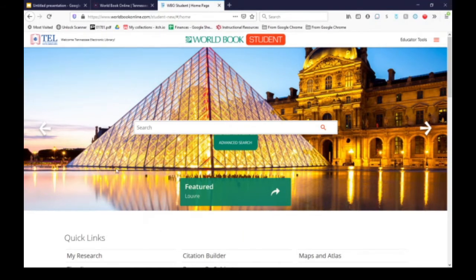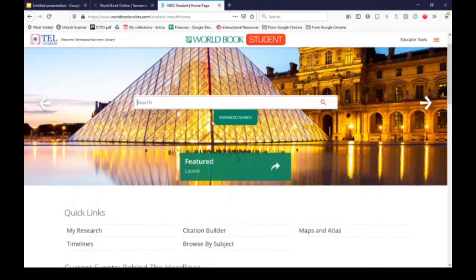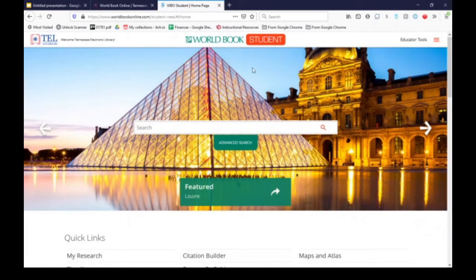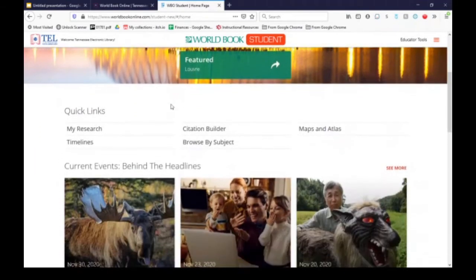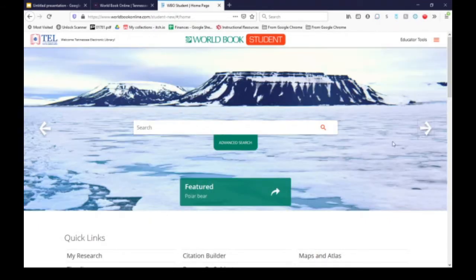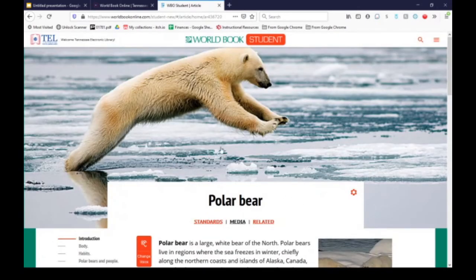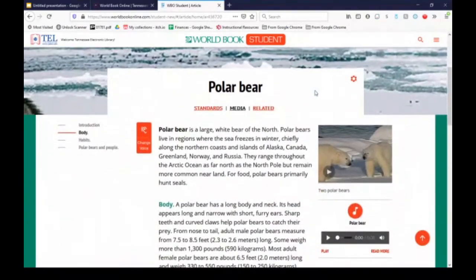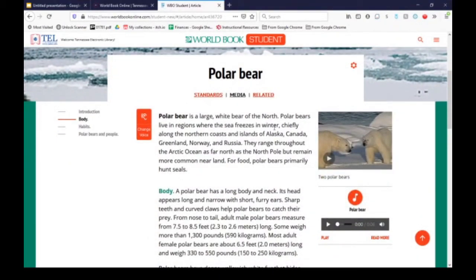All right. Once you get here, you'll see this page, World Book Student, Educator Tools. It'll have quick links, advanced search, and then this little billboard that has a featured page. I can click that, and it'll take me there. Woohoo! It has this little entry article here. This one is about polar bears. All right, so it's got a nice, cool picture here. And then it's got this.